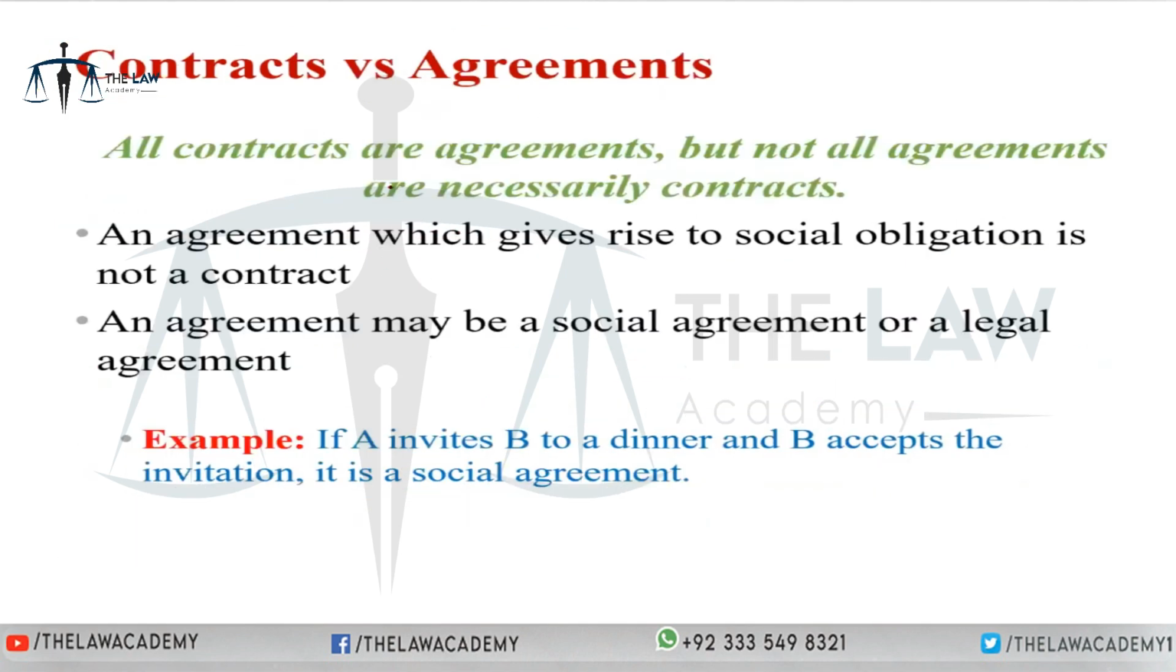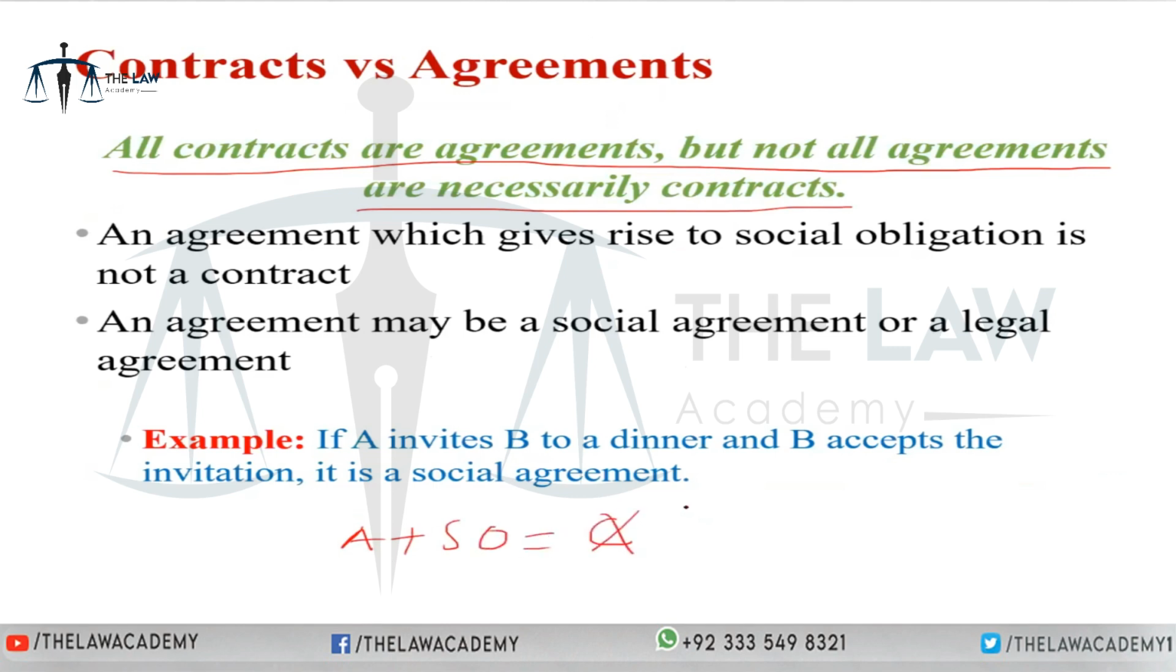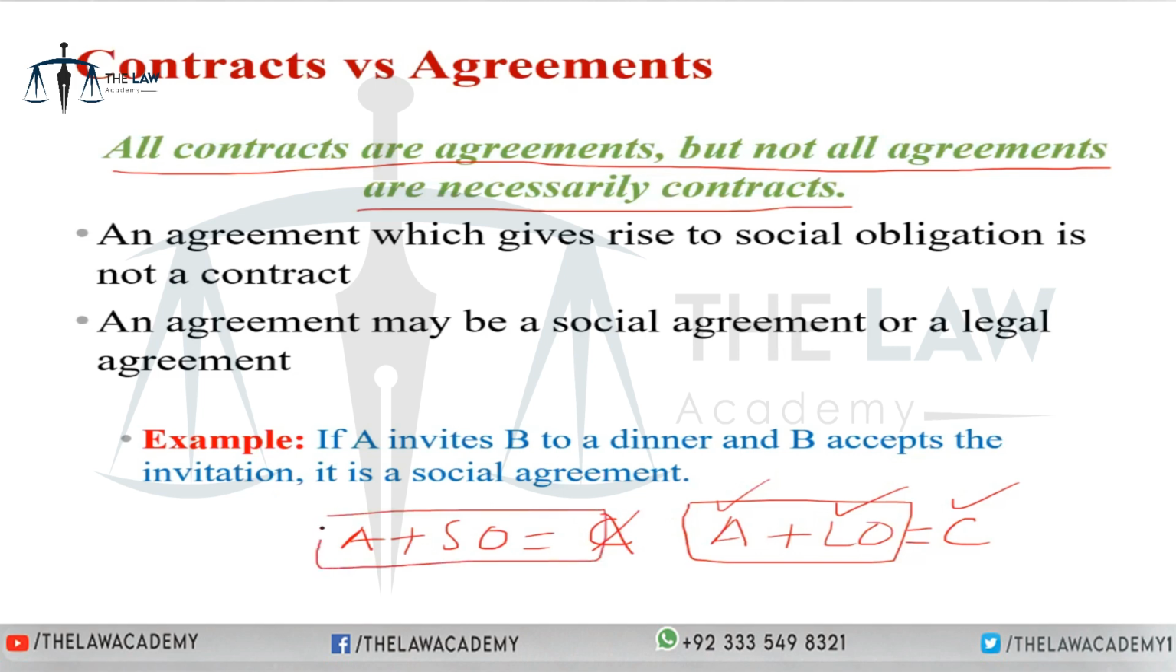Then based on what we've studied, all contracts are agreements, but not all agreements are necessarily contracts, because agreements may have social obligation, which is not equal to a contract, but agreement plus legal obligation is equal to a contract. So for a contract to be a contract, it must be an agreement. This is one of the essential elements, and it must have a legal obligation. But for an agreement to be an agreement, it doesn't necessarily have to have legal obligation. It can have social obligation too. That is why we can say all contracts are agreements, but not all agreements are necessarily contracts.